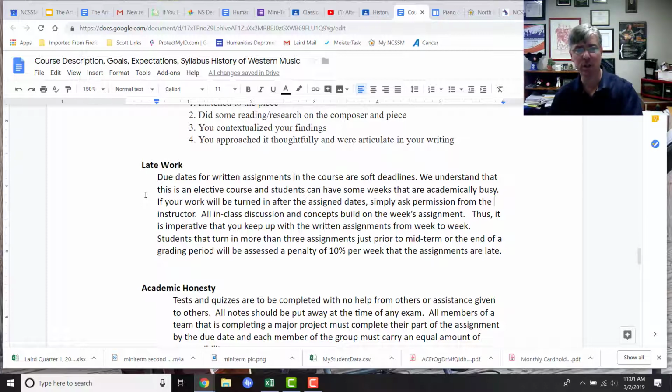So I will assess a penalty if you wait till the day before midterm assignments are due and you turn in all of the listening assignments prior to midterm. Or if you wait till just right before the end of the grading period and turn everything in. Because there's no way you can be as thoughtful about that work doing it. Keep up with it every single day.